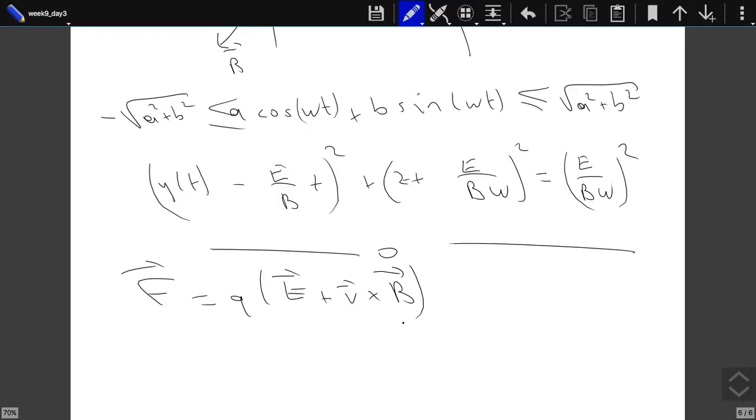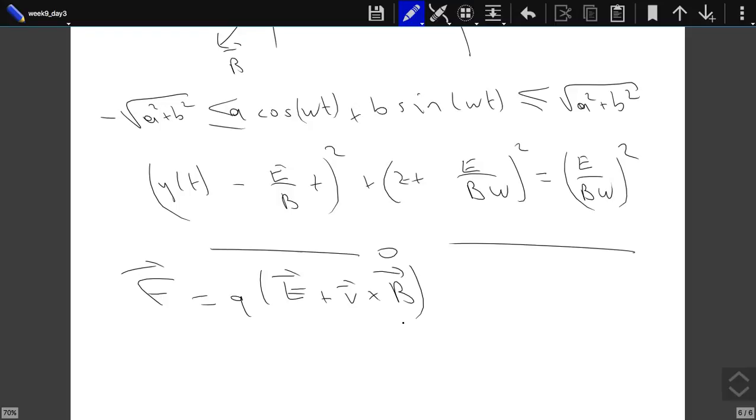Now let's look at this expression. If I go to a different reference frame, V will be different, but the force should be the same. Both the electric field and the magnetic field should change, but we are not referring to anything that would cause a change. You see, the force should be the same in every inertial reference frame.